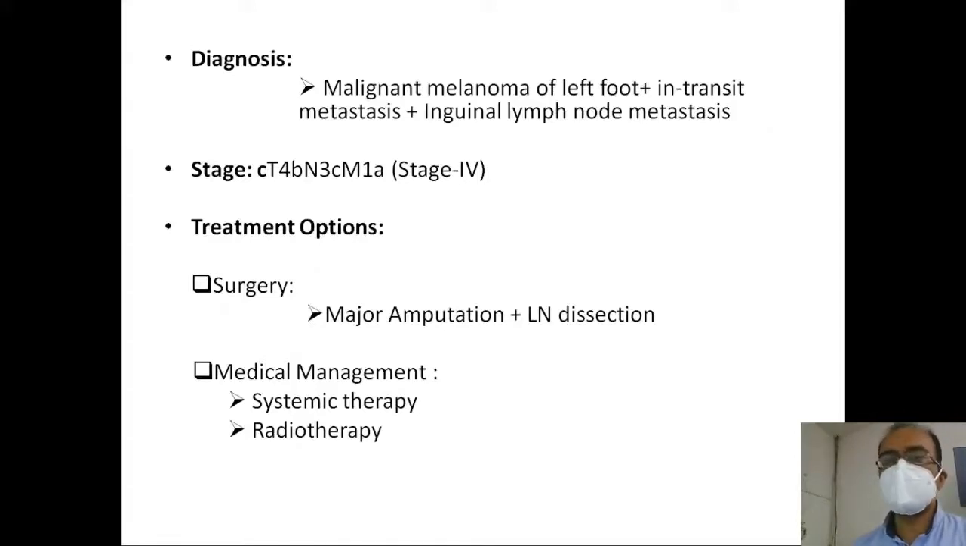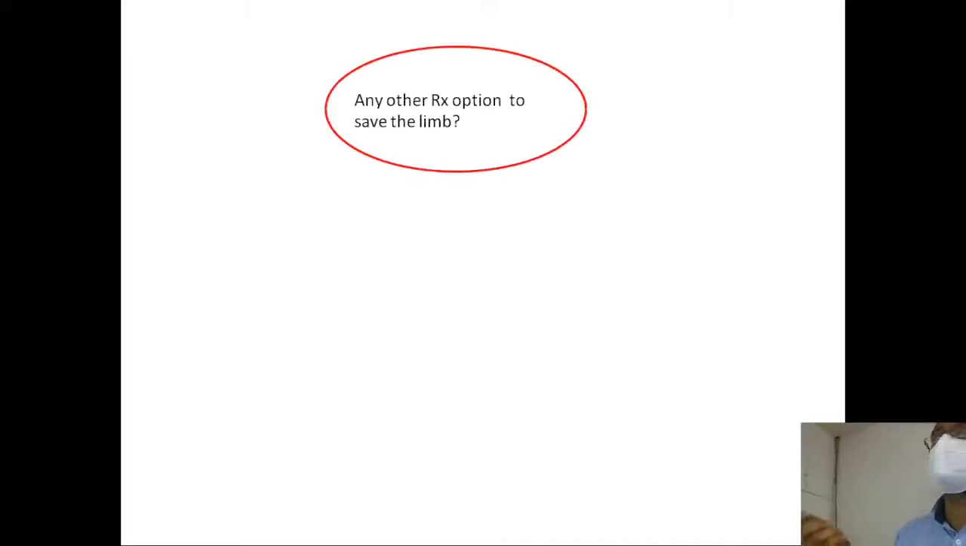So with the background of this stage, since he had metastasis limited to the limb without any systemic metastasis or solid organ metastasis, the available treatments for this patient were surgery, that includes major amputation, including disarticulation with lymph node dissection, and medical management, including systemic therapy and radiotherapy. But malignant melanoma is not very sensitive to chemotherapy or radiotherapy. So do we have any option to preserve the limb with good oncological outcomes?